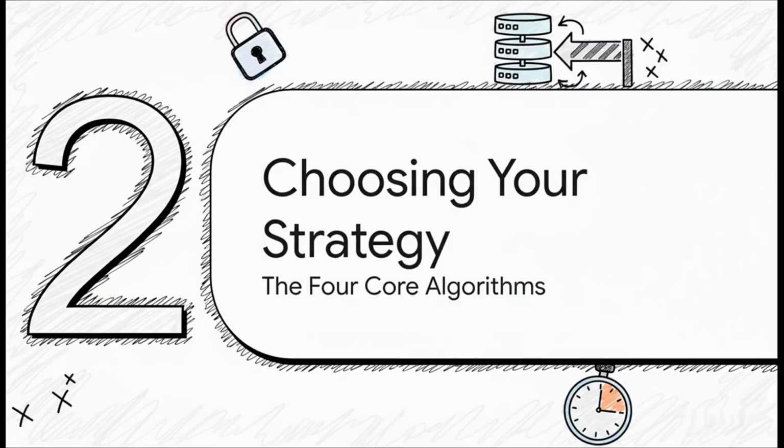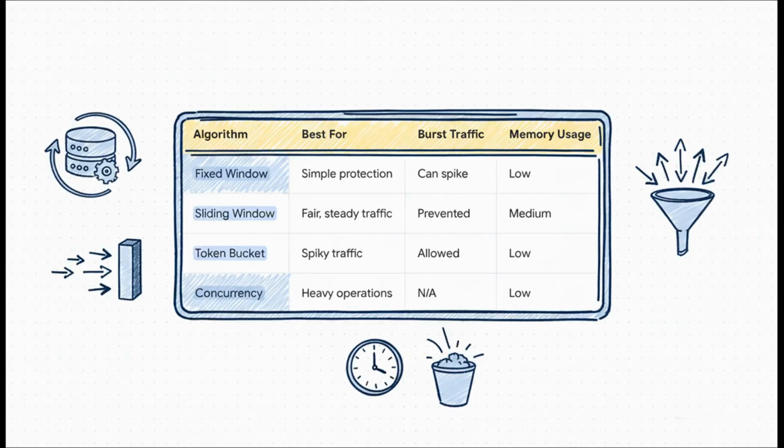But here's the cool part. Your bouncer isn't just a brute. They've got different moves, different strategies, or algorithms for handling the crowd. And ASP.NET Core gives us 4 really powerful options right out of the box. Each one is perfect for a different kind of situation. Let's check them out. Think of this table as your quick start guide. You've got fixed window for when you just need something simple, sliding window is all about being fair, token bucket is your go-to for handling sudden bursts of traffic, and then there's concurrency, which is for protecting those really heavy operations. Let's look at what makes each one special.